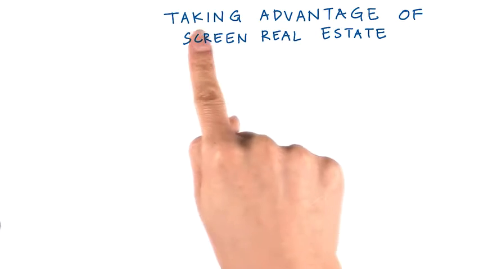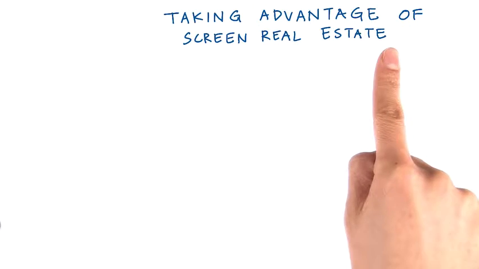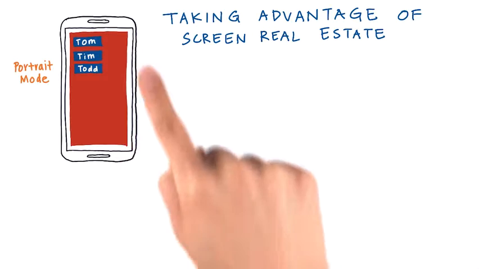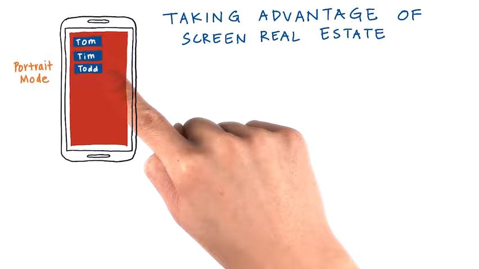Let's review. So far we learned that a linear layout can have an orientation that's horizontal or vertical. But now let's think about whether these views are taking full advantage of the screen real estate. When I say real estate, I mean the available space on the screen. For our Nexus 6 phone, say we have a vertical linear layout that has 3 child text views inside: Tom, Tim, and Todd.